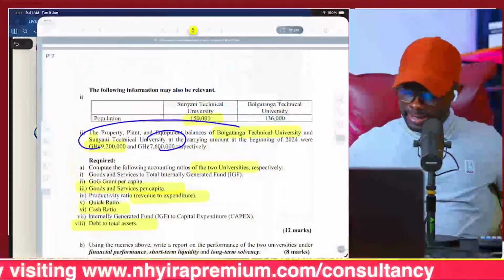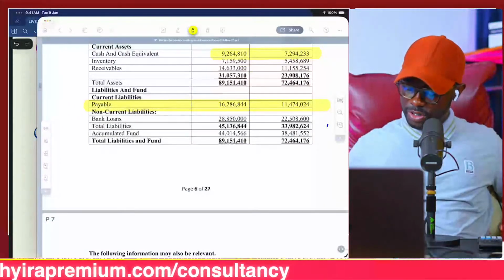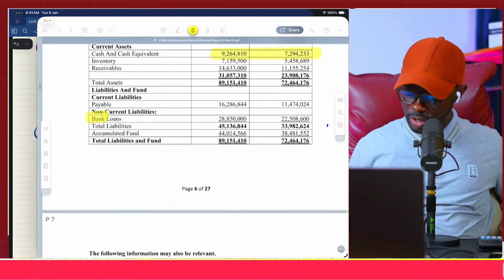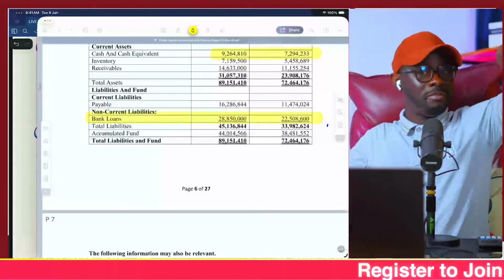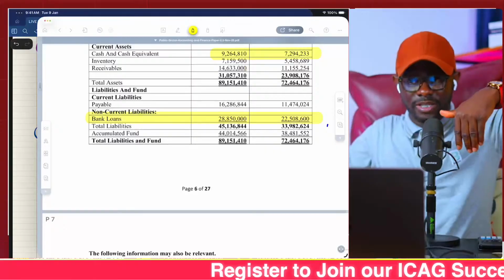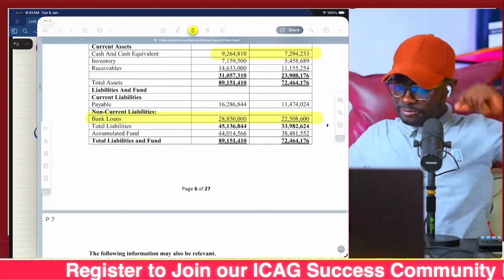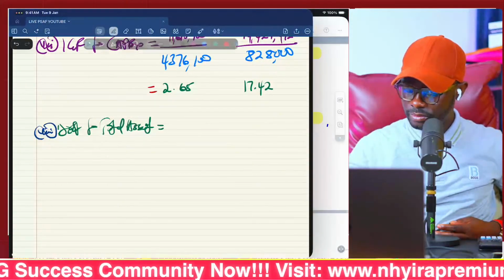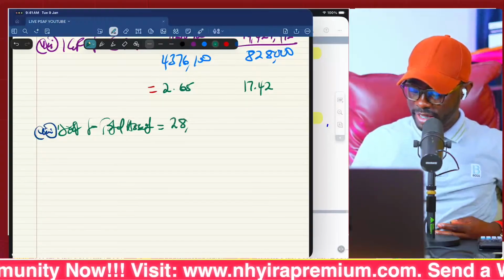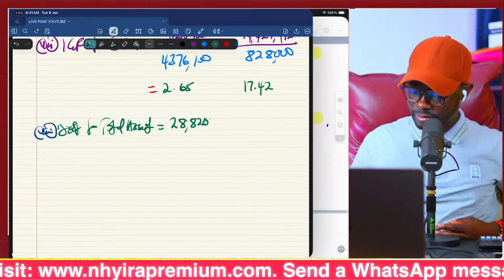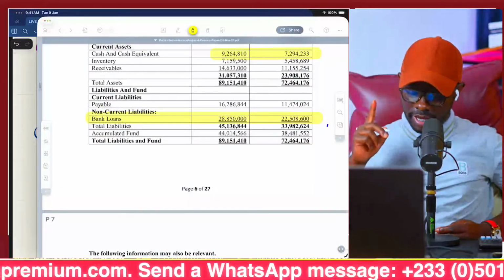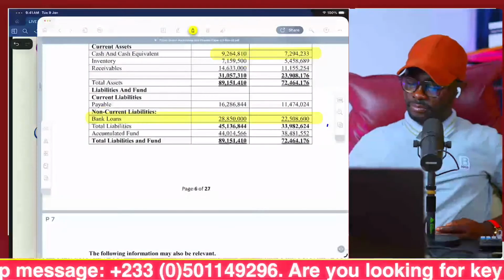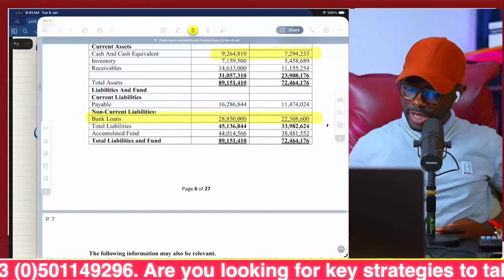So let's get the debts. Go to the statement of financial position. Look at the debt. You can see bank loan there. You are using not total debt but interest-bearing debt because this is like gearing in the public sector. So interest-bearing debt, that is 28,820,000 for Bolgatanga. For Sunyani, no, rather, Nhyira, then 22,508,600.